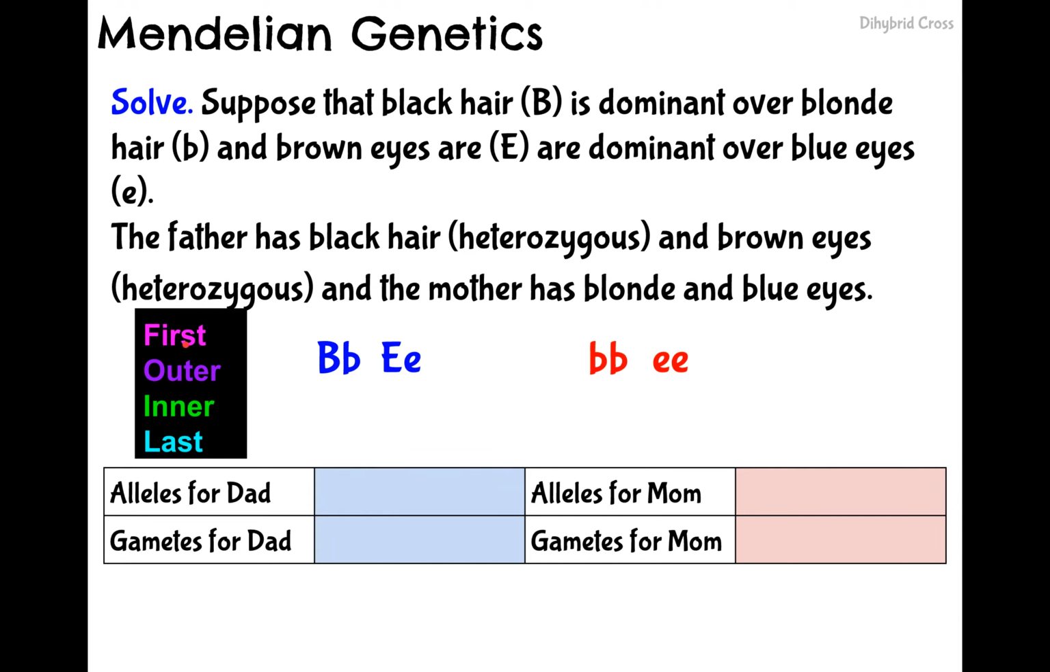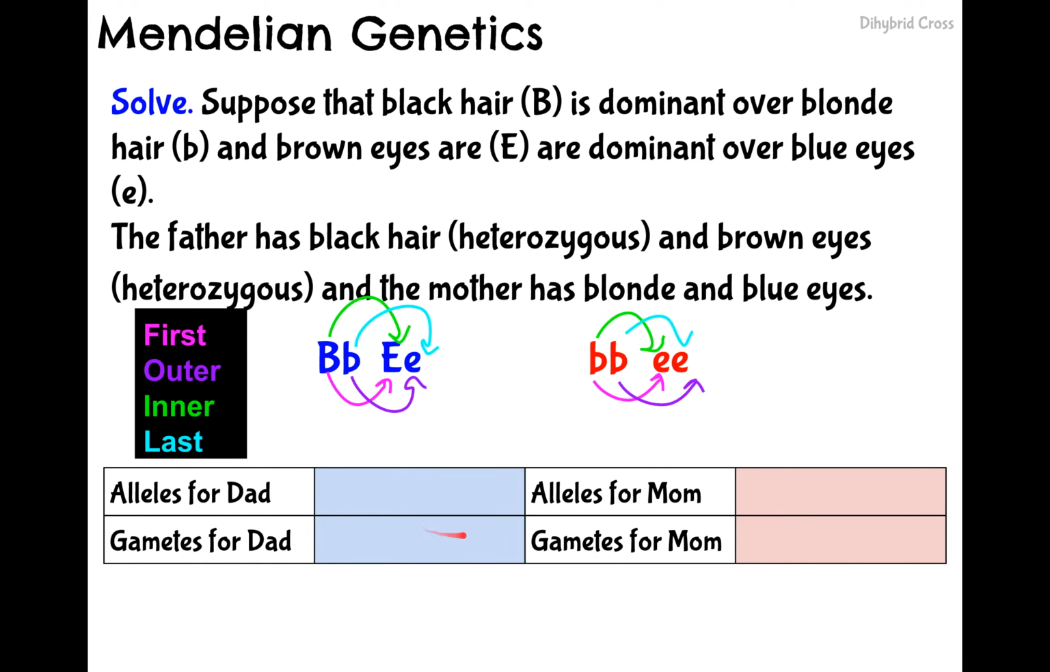So what we do here is first. I'm going to take this B and mix it with this E, and I will have my very first gamete combination. Then I will take the B and go to the outer e. So that's outer. Then I would go inner, so this b to this E, and then last, this lowercase b with this lowercase e. And then I would do the same with the mom, with the female. So first, outer, inner, last.